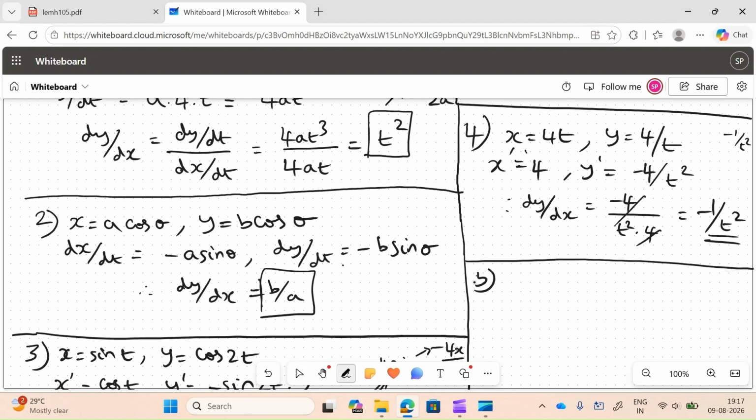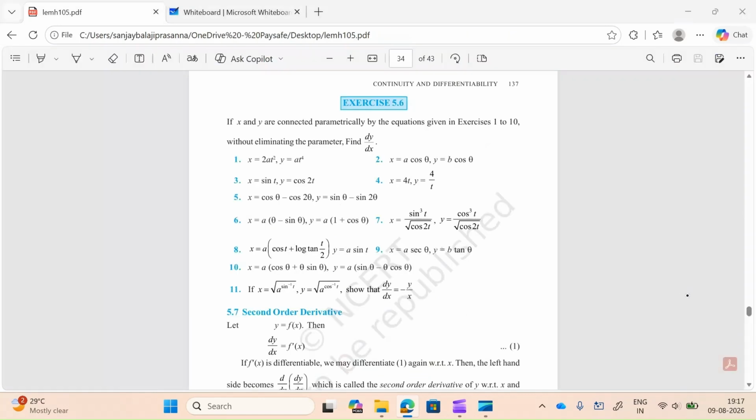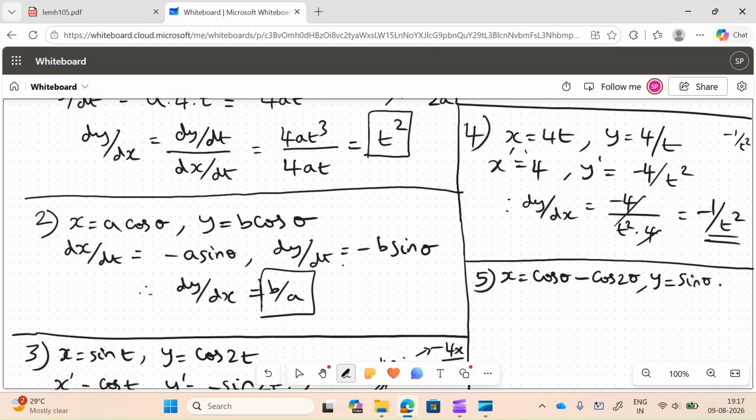Fifth question. x equal to cos theta minus cos 2 theta. y equal to sin theta minus sin 2 theta. So what is x dash now? This will be minus sin theta minus minus 2 sin 2 theta. Understood? y dash is something like cos theta minus 2 cos 2 theta.